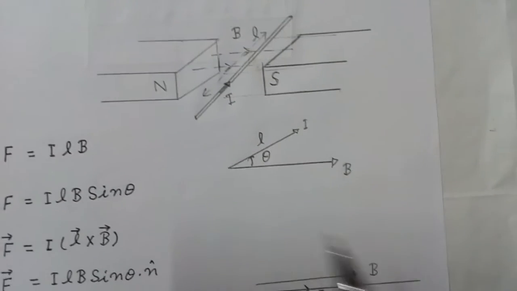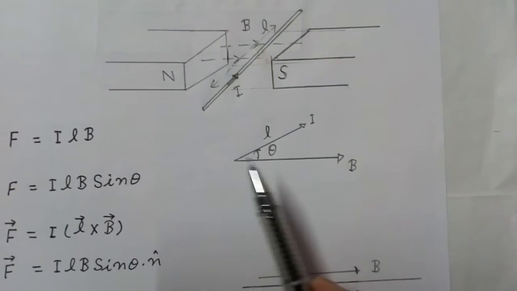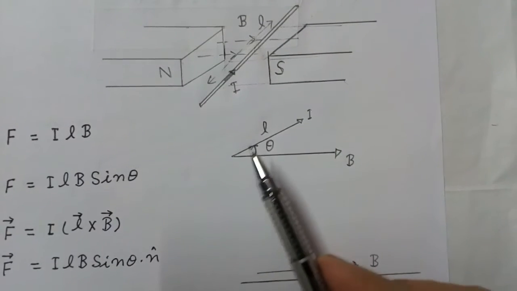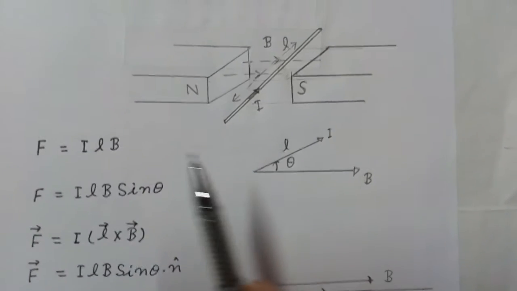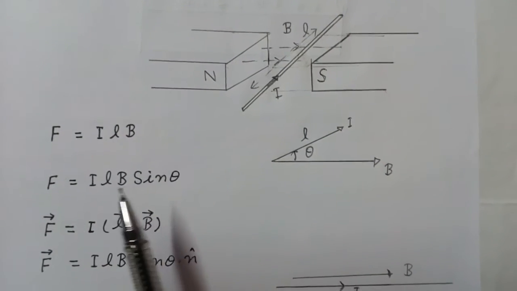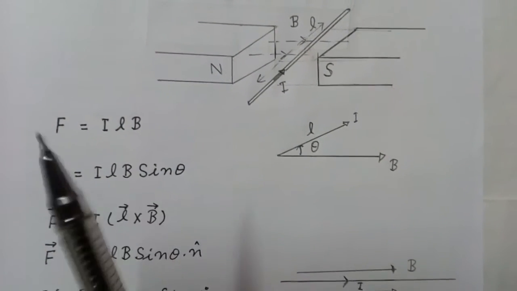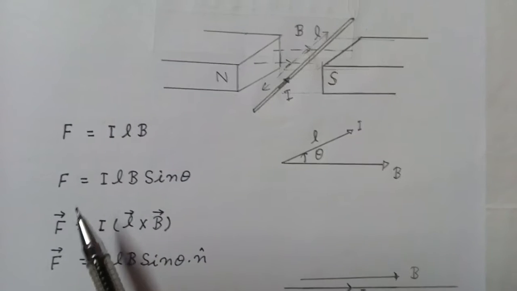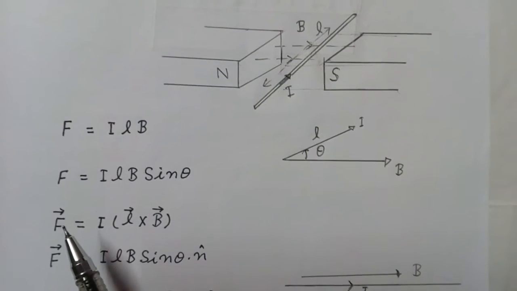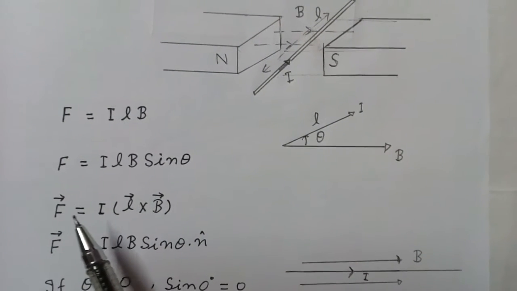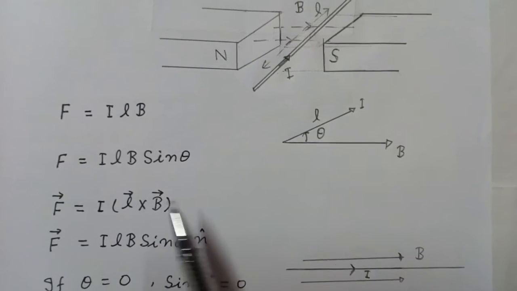Now if this current carrying wire makes an angle theta with the direction of magnetic field, then F is equal to ILB sin theta. This F is magnitude of force. Now since F is vector, so we can write it in vector form like this. Vector F is equal to I into L cross B.